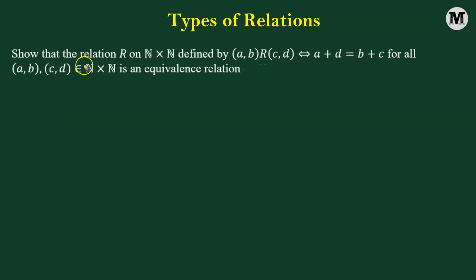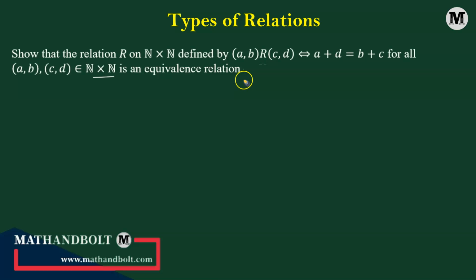So in this problem, we need to show that the relation R on the Cartesian product of the natural numbers with itself, which is defined as the ordered pair (A, B) related to the ordered pair (C, D) if and only if A + D = B + C for all ordered pairs (A, B) and (C, D) belonging to N × N, is an equivalence relation.